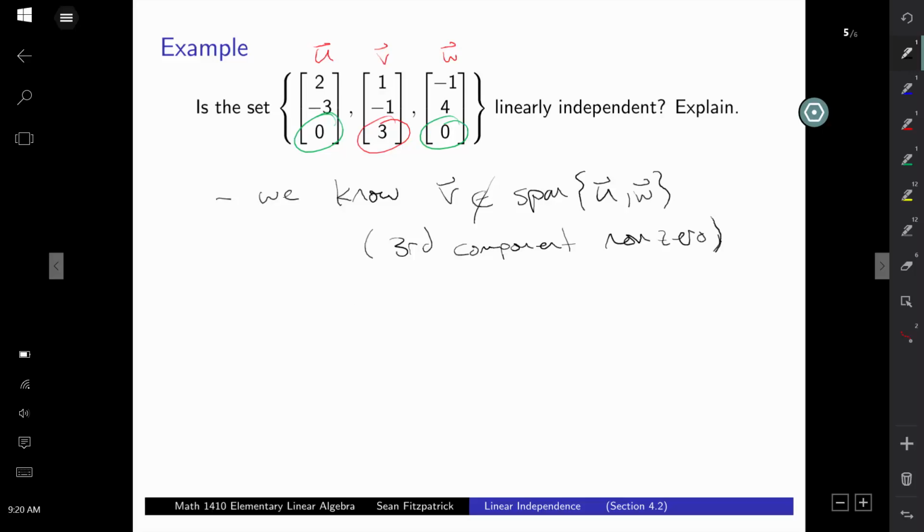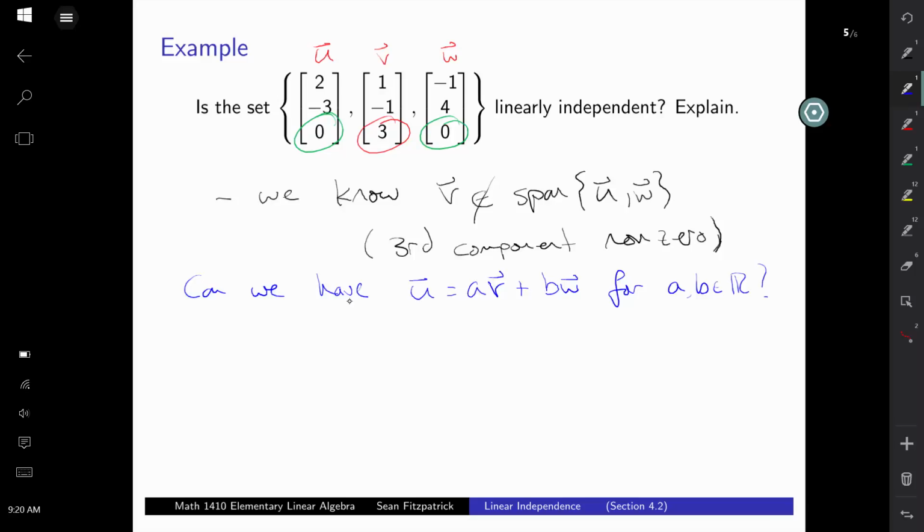Okay, so we know that v can't be written in terms of u and w. So then we might ask, well, can we have, let's say, u equal to, say, av plus bw for scalars a and b? Well, if we wanted to write u as a times v plus b times w, we know that we'd need a equal to 0.